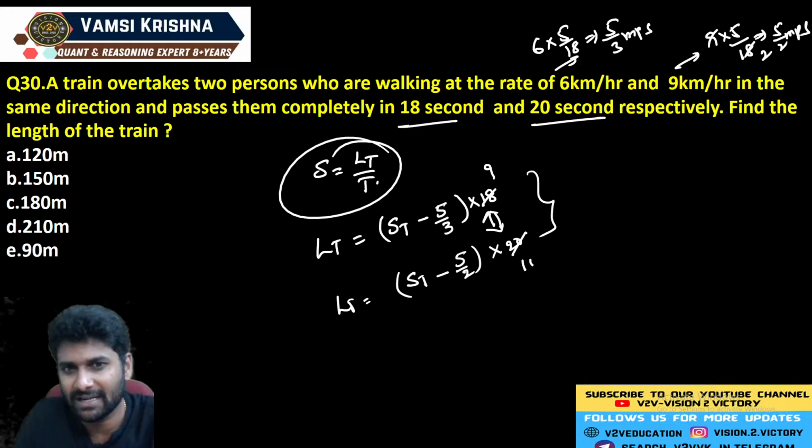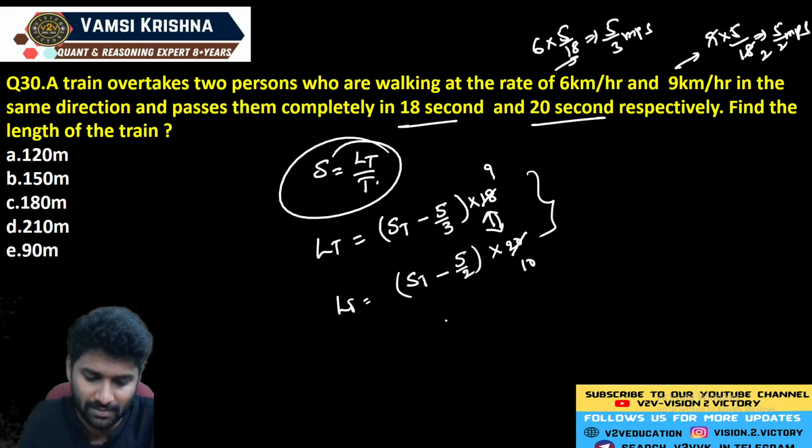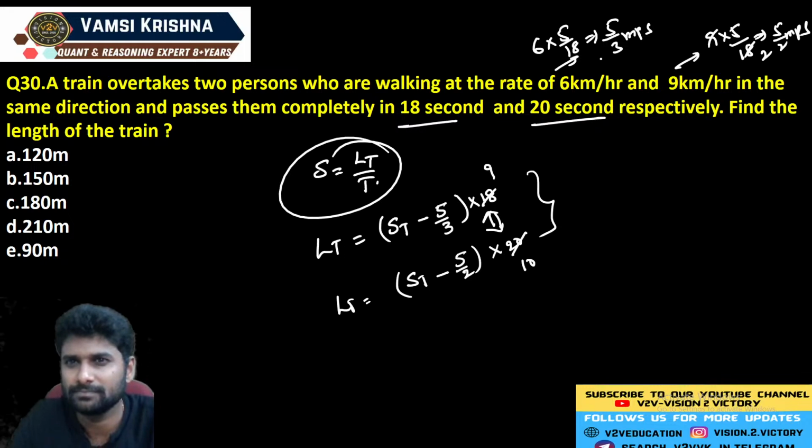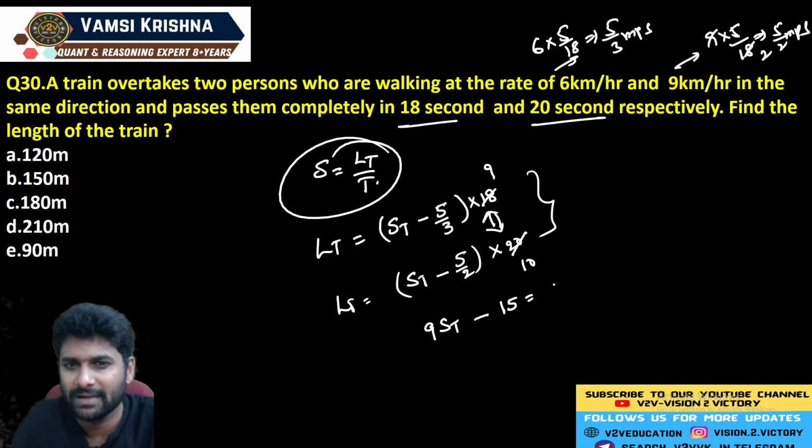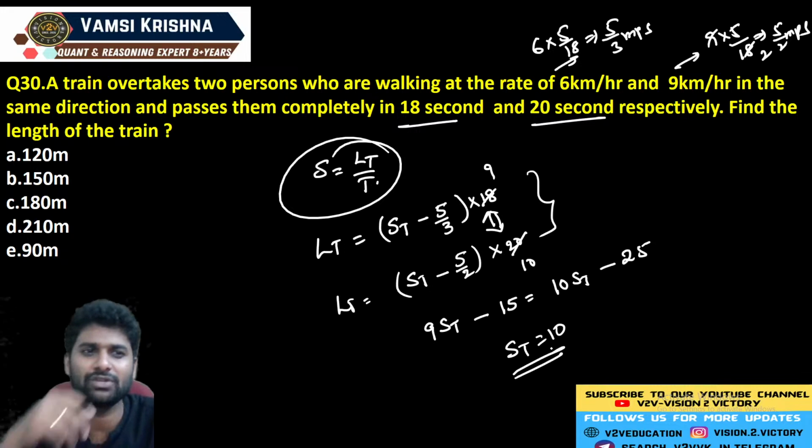It's 9 times, it's 10 times. Just cross multiply them, you will get this value. Just cross multiply them, guys. We are equating it, right? 9 St minus 9 times 5 by 3 is 45 by 3, which is 15. Directly I am taking the values. Next value, 10 St minus 25. The difference gives St is equal to 10. Speed of the train is equal to 10, guys.